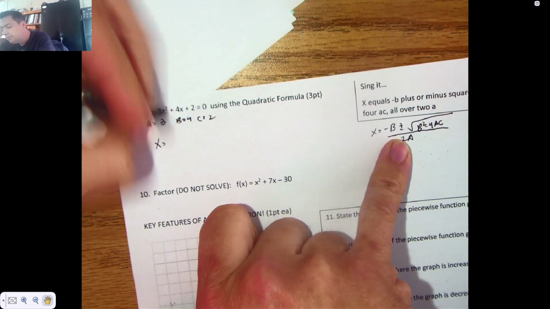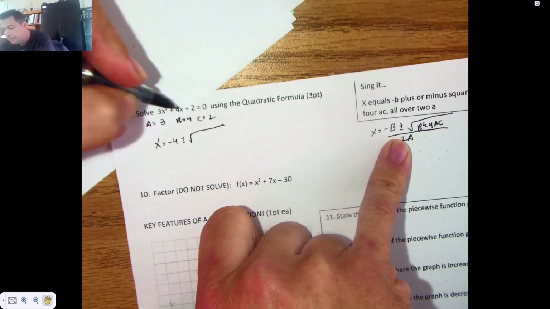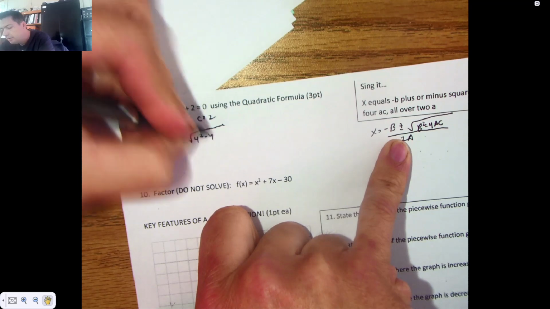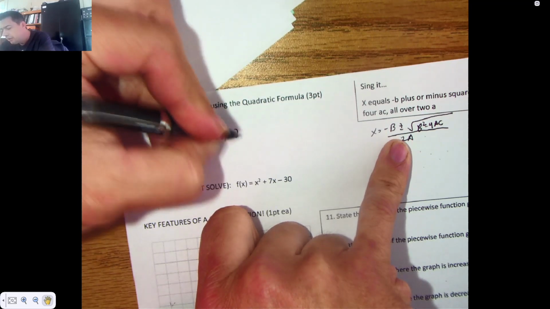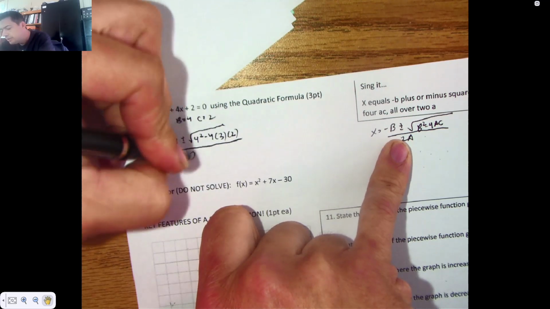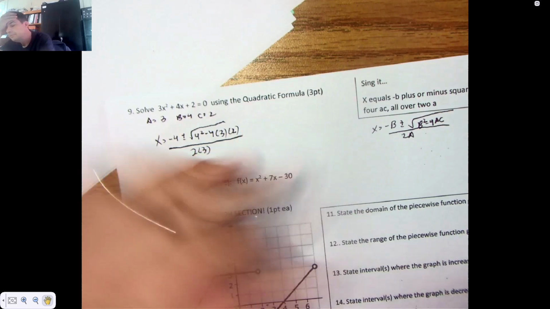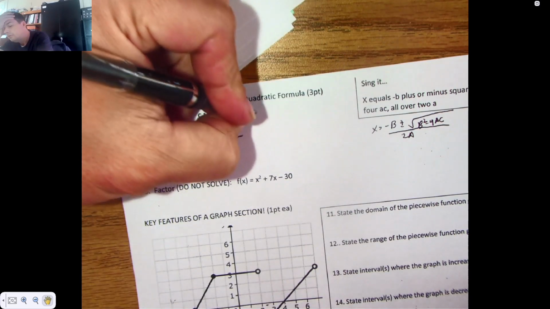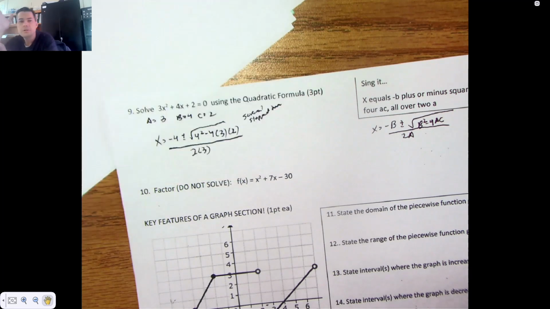Opposite of a positive 4 is a negative 4, plus or minus square root b squared, so 4 squared, minus 4 times a, which is 3, times c, which is 2, all sitting pretty over twice a. Now, I had probably 6 or 7 kids who stopped here. Several stopped here. It was like it got too intimidating. Like, I don't know what to do after this.